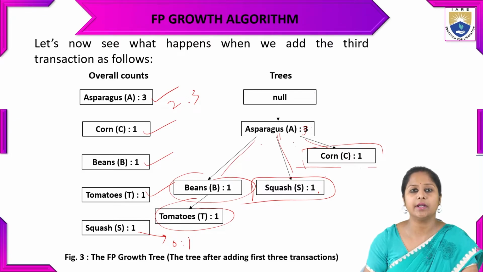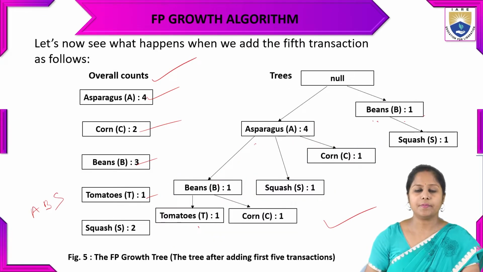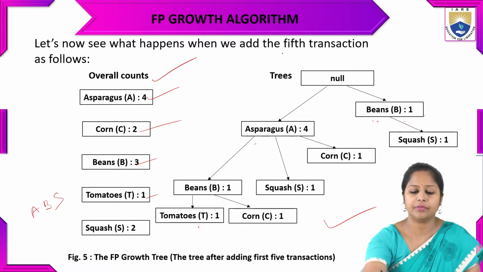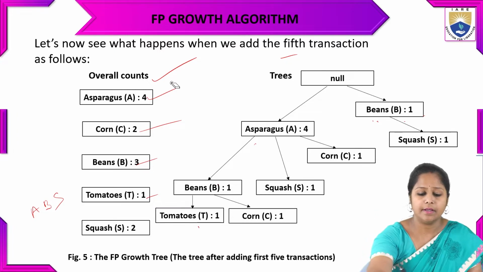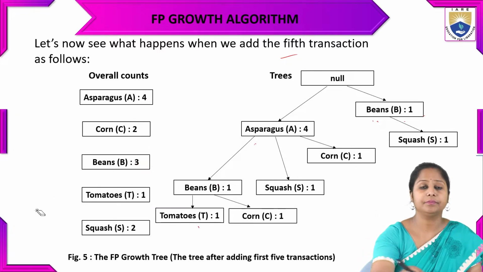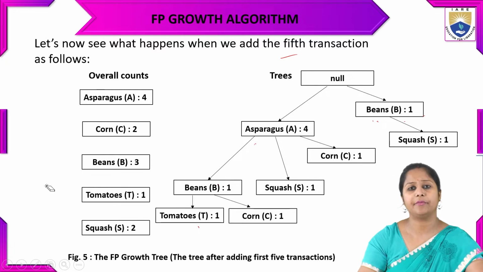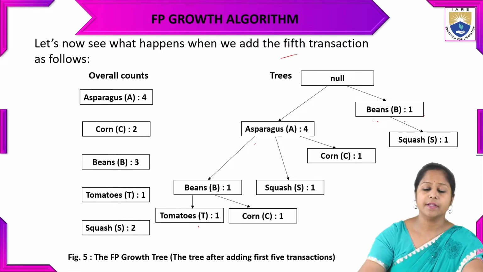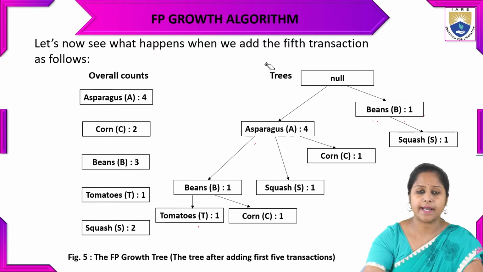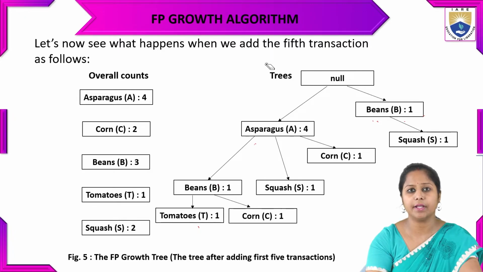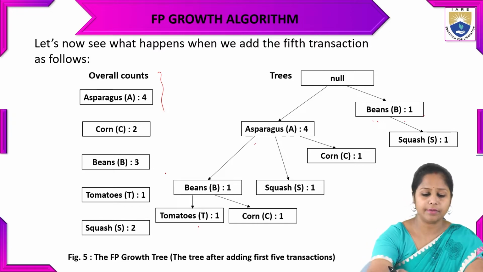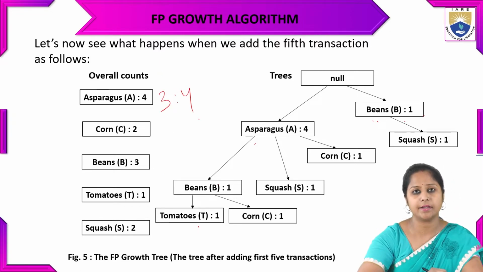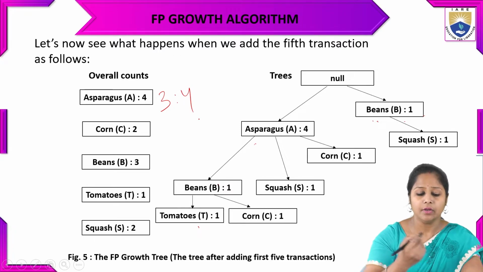Now we will get into the 4th transaction. The slide is showing the 5th transaction, but for the 4th we will imagine how to create the FP tree. Suppose, as in the earlier slides, we have to count the overall counts for each of the items. As we have seen, the asparagus was there as 3 items. Now we have to increase that to 4.